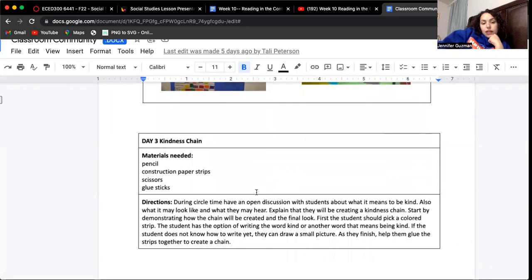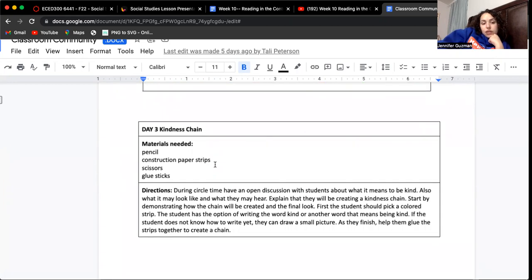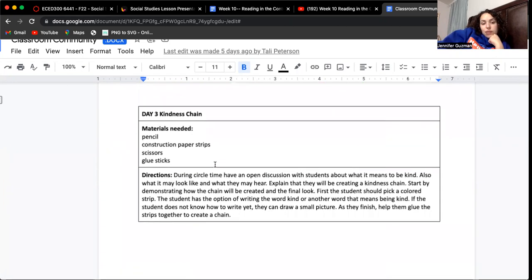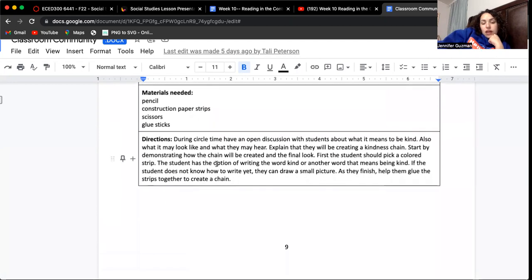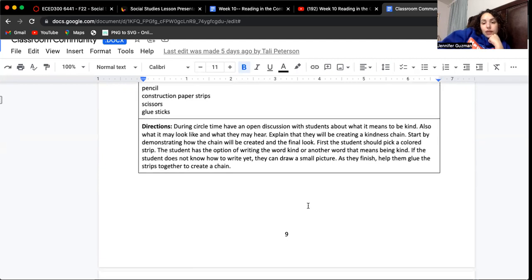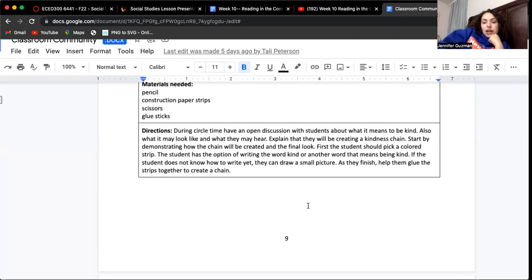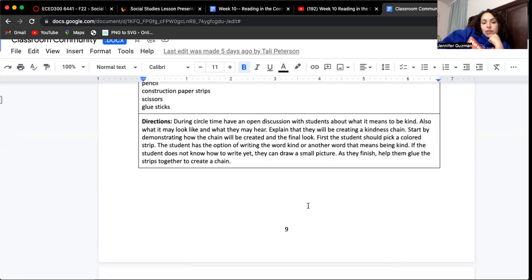For day three, the kindness chain. So materials needed would be pencil, construction paper strips, scissors, glue sticks. During circle time, you'd have an open discussion with the students about what it means to be kind and also how it may look like and what they may hear. Explain how you can create a kindness chain and start by demonstrating how to make one.